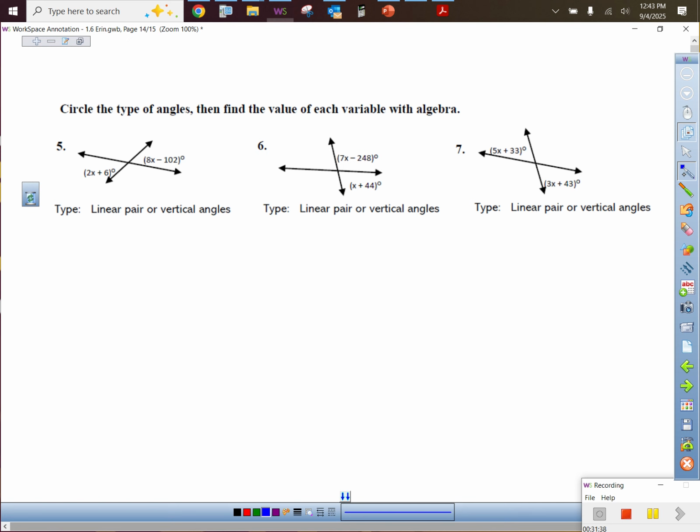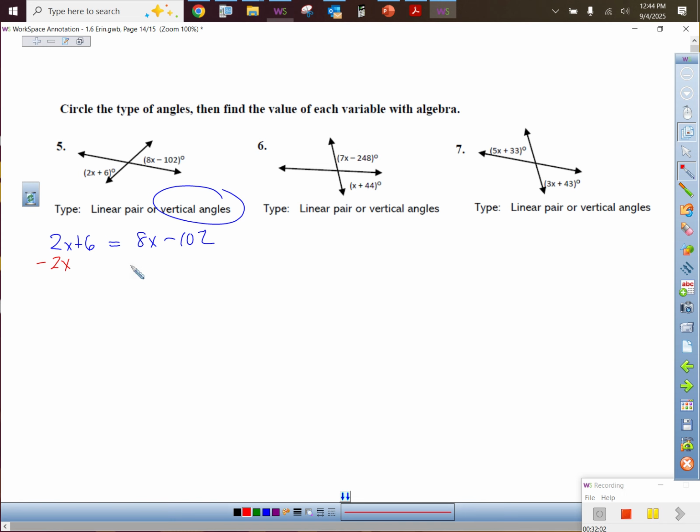What do you think? Those are vertical angles. Cool. What can I do with them? Should I set them equal to each other or should I add them up to 180? So let's do it. 2x plus 6 equals 8x minus 102. You and your table group solve for x.